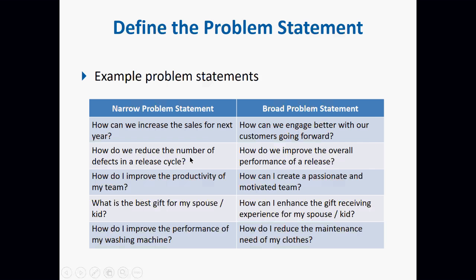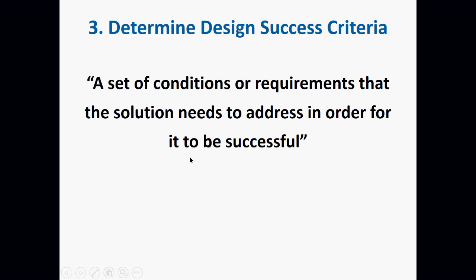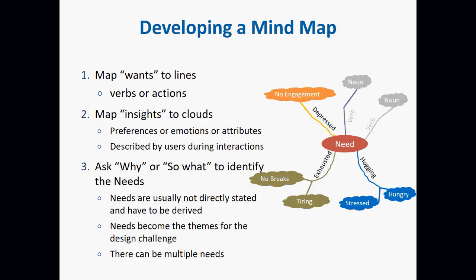So after the discovery stage, which has two phases, the next step is to determine the design success criteria. Design success criteria is a set of conditions or requirements that the solution needs to address in order for it to be successful. So once a prototype is created, this design success criteria acts as the first layer of checking whether the solution is successful or not.